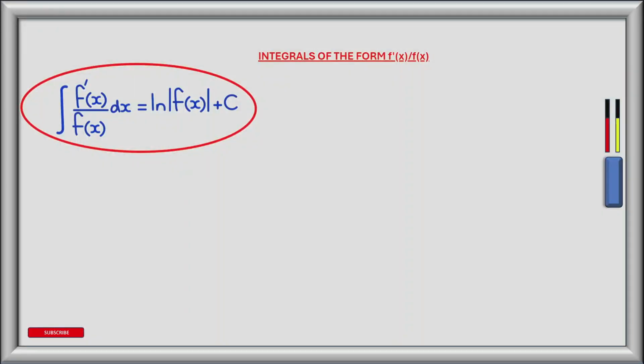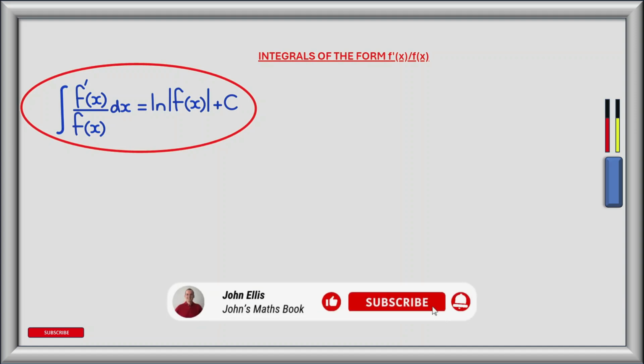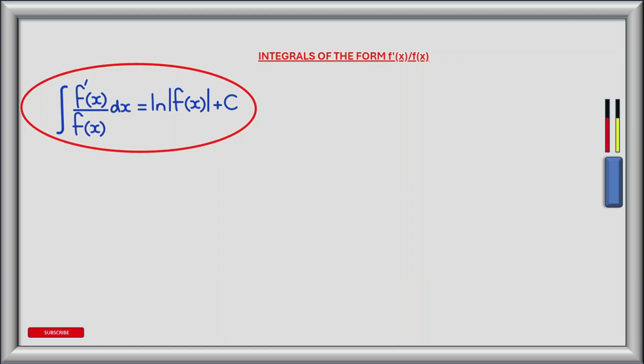Let's talk about integrals of the form f prime of x divided by f of x dx. So in simple terms, when we have an integral which is a quotient and the numerator is the derivative of the denominator, we see that in this situation, the integral evaluates to the natural log of the absolute value of f of x plus a constant of integration. Let's see why and take a look at a couple of examples.